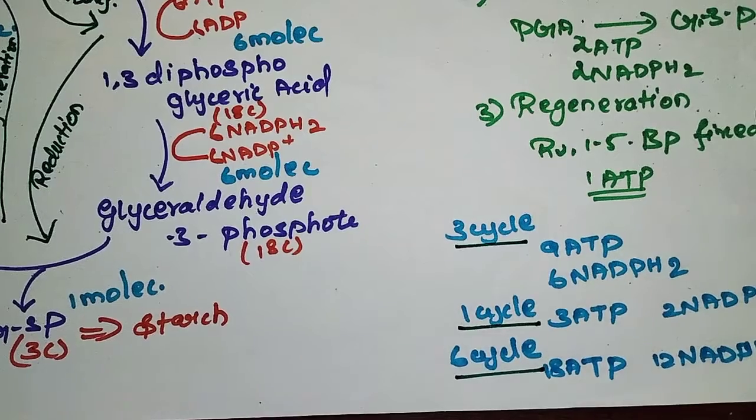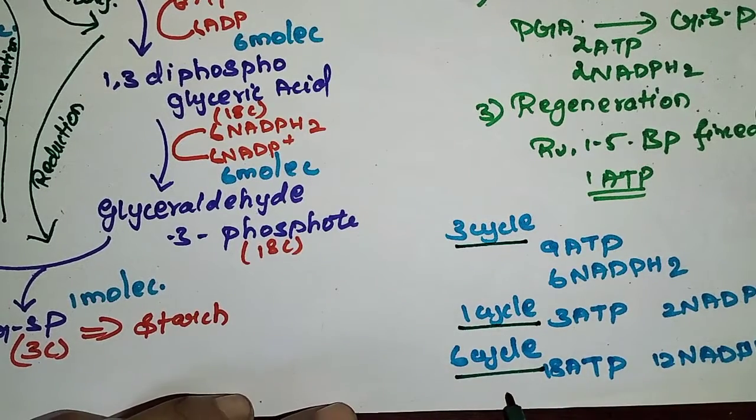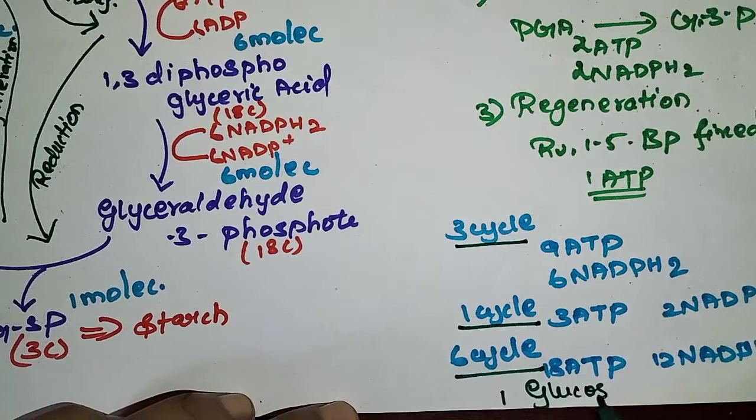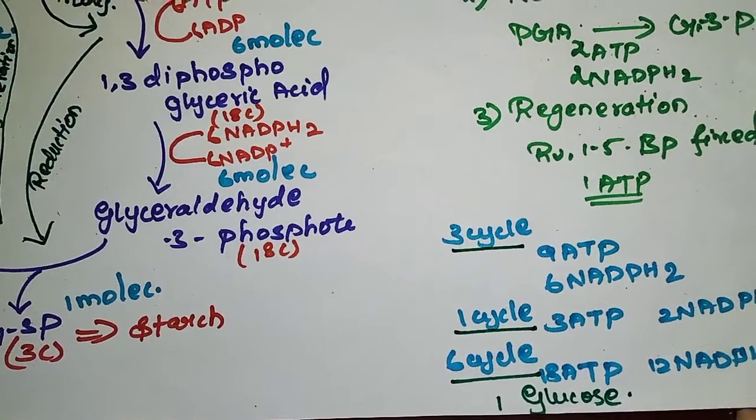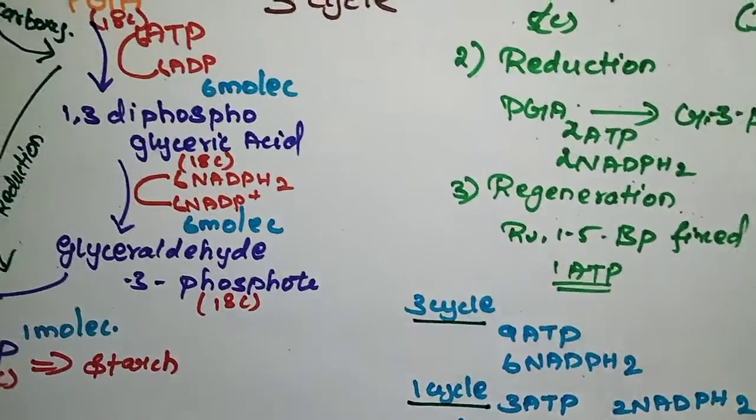Note this, it is very very important. Often they will ask in the exam. This is for one glucose molecule. For one glucose we need 18 ATP and 12 NADPH2. For one cycle we use 3 ATP and 2 NADPH2. Okay, that's it, the Calvin cycle.